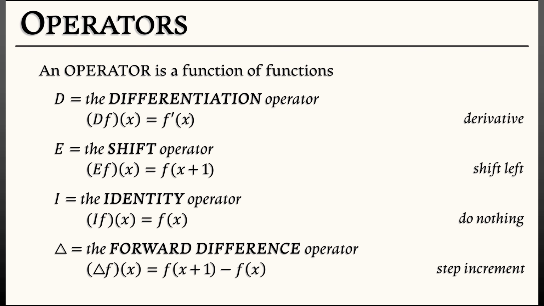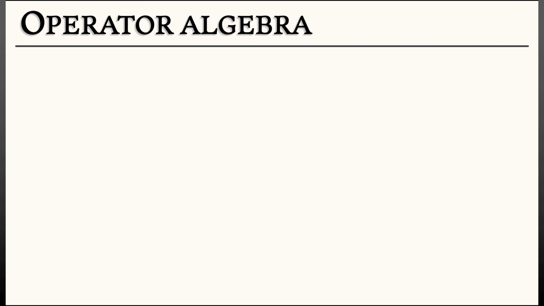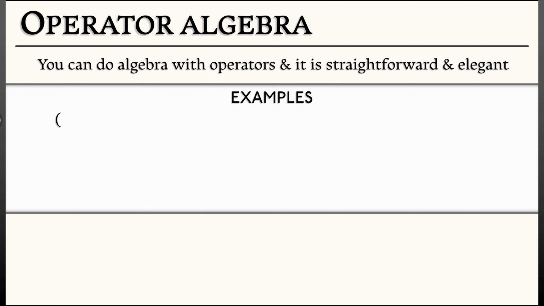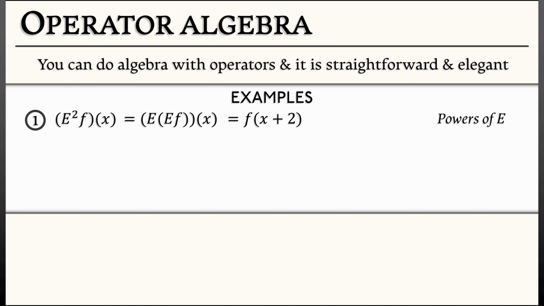Okay, now what is this notation good for? Well, one of the things that it's good for is you can do algebra with operators. It's very simple, very elegant. Let's look at a few examples. So what about the operator E squared? E squared of f evaluated at x is really E of Ef at x. That's really f at x plus 1, that's f of x plus 2.